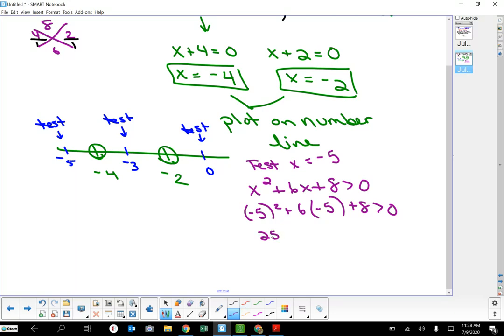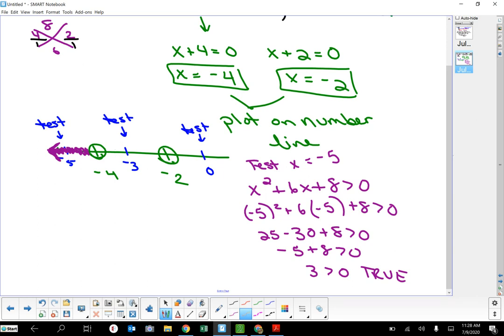So this is 25 minus 30 plus 8. 25 minus 30 is -5, and 3 is greater than 0. And this is true, and that was for -5. So that means this part below the -4 is going to get shaded, and those will all be solutions. That makes me believe that the middle section will be false, but let's go test it.